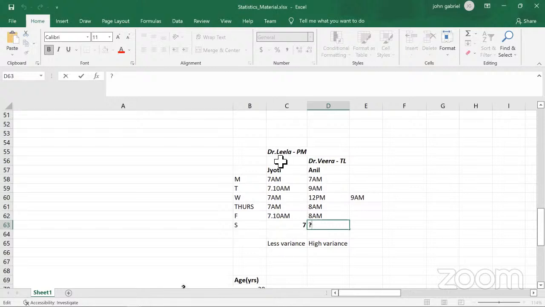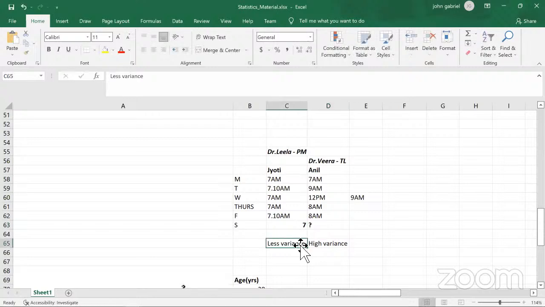So here, for Jyoti it is less variance, and for Anil it is high variance. Less variance is nothing but, from the central value, there is very little variance. But with respect to Anil, from the central value, just take an average, you'll be getting something like 9. Let's take 9. From the central value, the variance is high. So the point is, when the variance is high, it is always a bit difficult to make a statement. It is very challenging. And when the variance is less, we can make a statement.